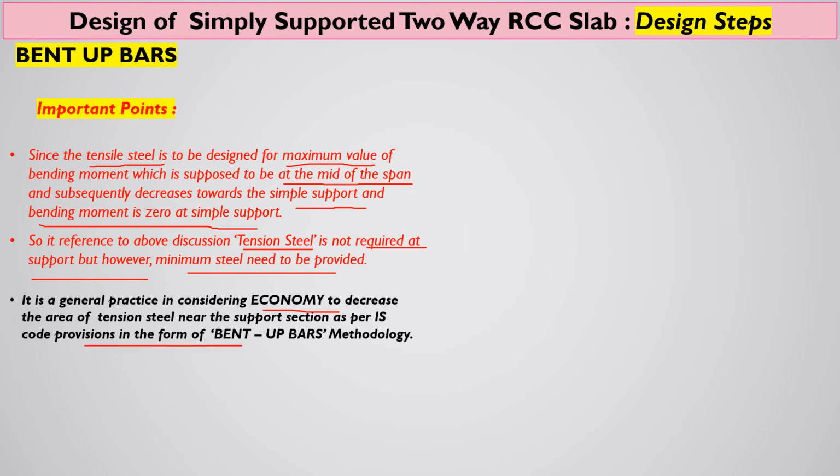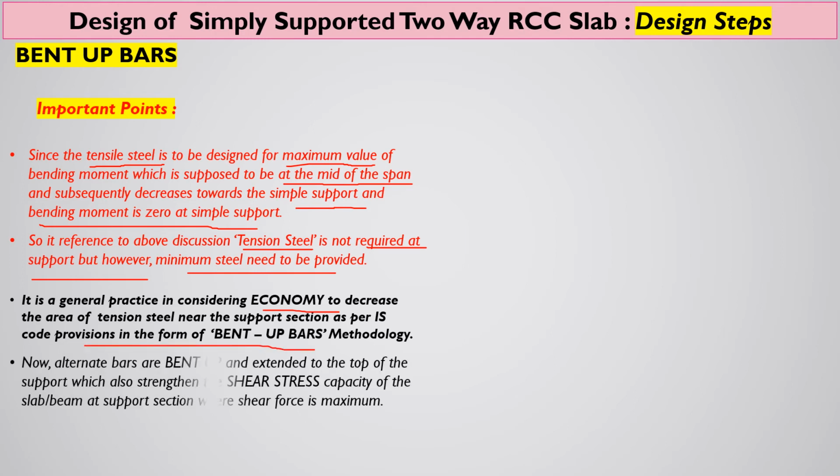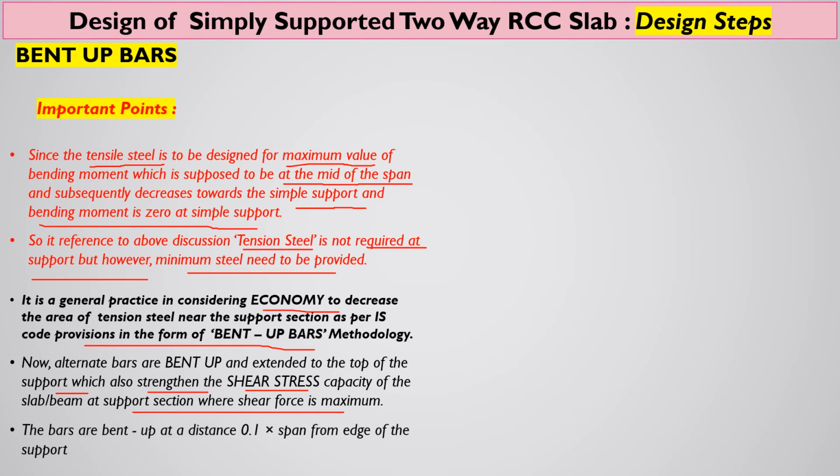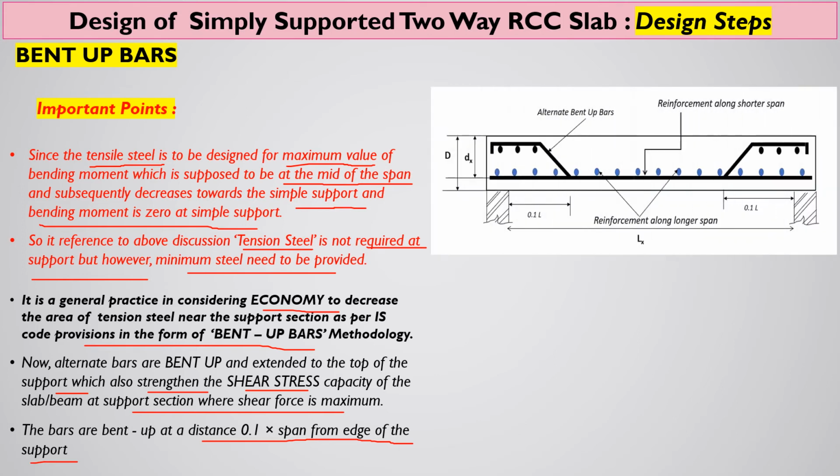So 50% of the bars we can bend up. Every alternate bar can be bent up and extended to the top of the support, which also will be helpful in taking care of shear stress capacity. That means shear stress capacity of the beam or slab will also be able to increase. And the bars are to be bent up at a distance 0.1 times the span length from the edge of the support.